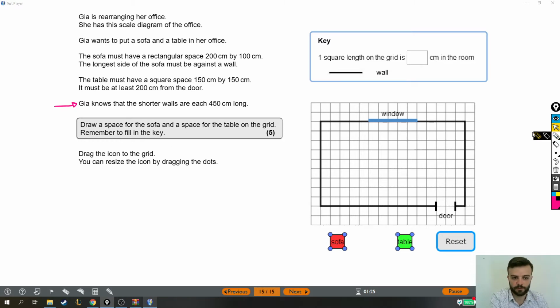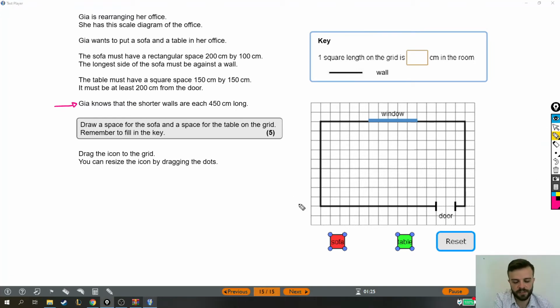So the problem with this question is that we can't even start it yet because we haven't been given a scale. We have to come up with the scale. So one square on the grid could be 1 centimeter, it could be a whole meter, we don't know yet. But the key bit of information we've been given, I highlighted a second ago, is that we're told that these shorter walls are 450 centimeters long.